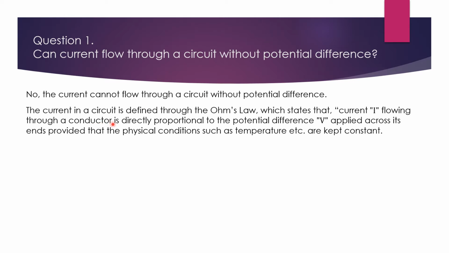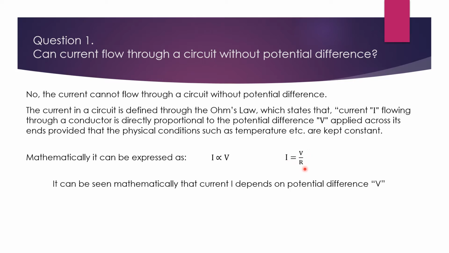The current in a circuit is defined through Ohm's law, which states that a current I flowing through a conductor is directly proportional to the potential difference V applied across its ends, provided that physical conditions such as temperature, etc. are kept constant. So mathematically it can be expressed as current I is directly proportional to V, or I is equal to V over R, where R is the constant of proportionality.